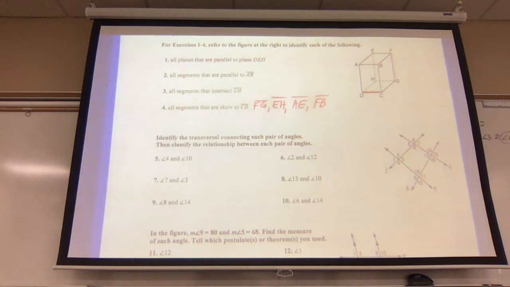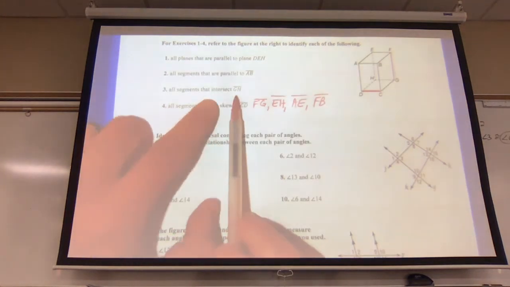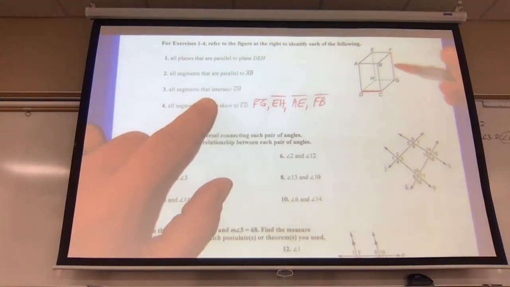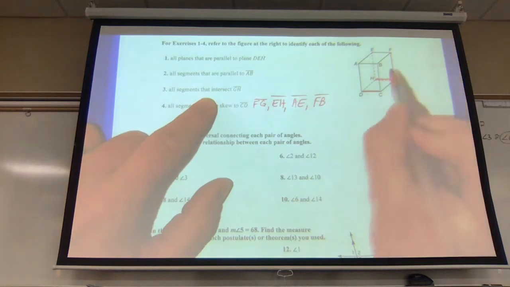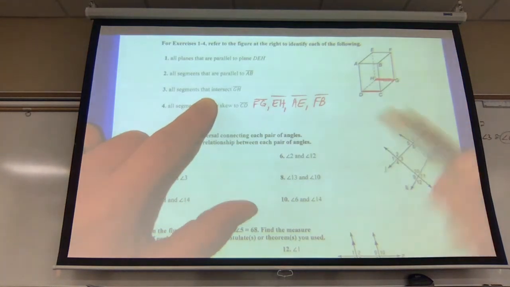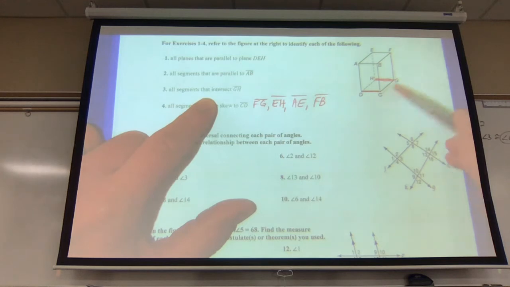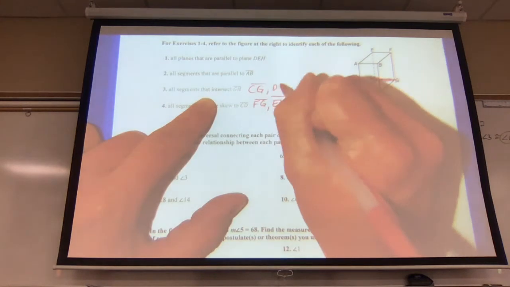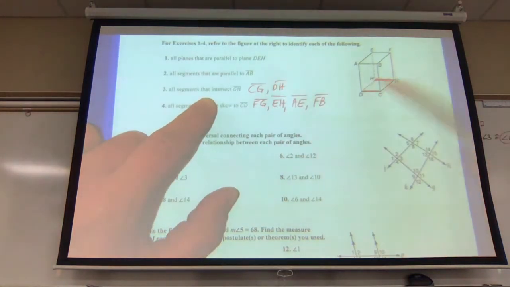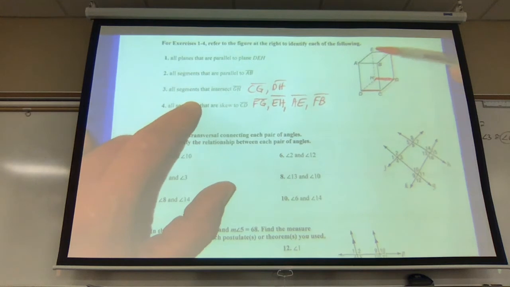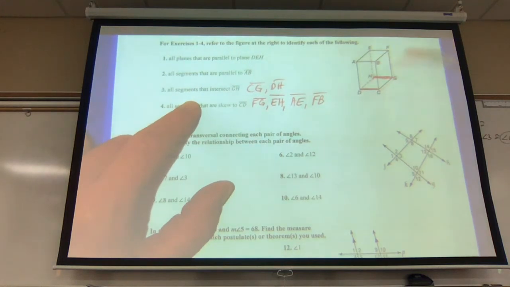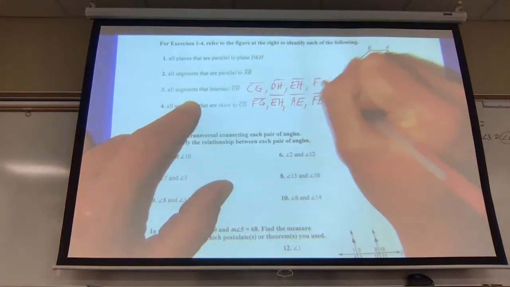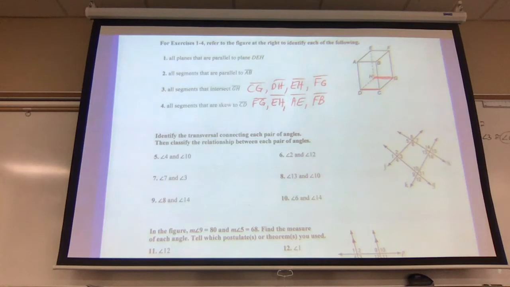Number 3. All the segments that intersect GH. Intersect GH means it's going to touch GH. So GH is back here. We want every segment that's going to touch GH. CG would touch GH. So would DH. So I'll start with those 2. Those 2 are both coming from the front, touching it in the back. Then there's 2 that come from the top and touch it, coming down from the top here. EH and FB or FG. Those intersect with HG.